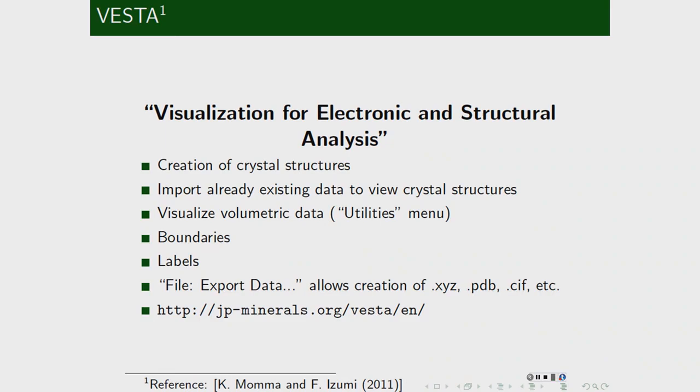And basically what you can do with it, you can create different crystal structures, you can import data from many different file types, and if your file type is of a certain type, for example a CIF file, then you can actually view electron densities, nuclear densities, and other properties of the system just by going to the utilities menu after you import the data. And then there's some important stuff about boundaries and labels. I'll talk a little bit about that later on in my presentation.